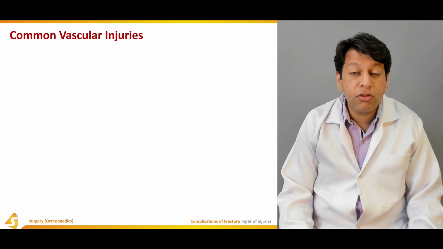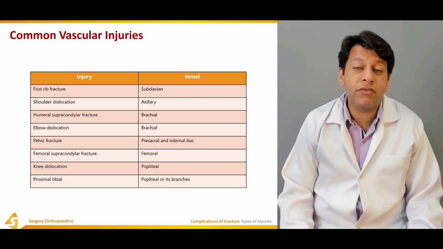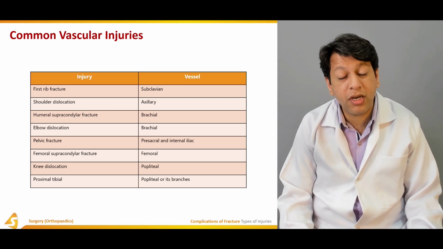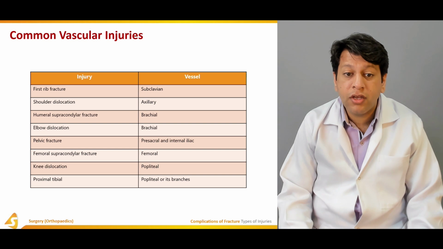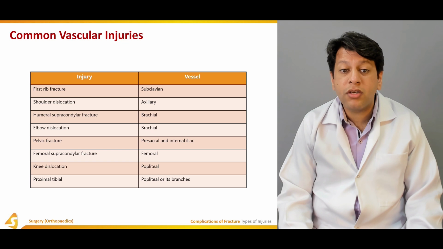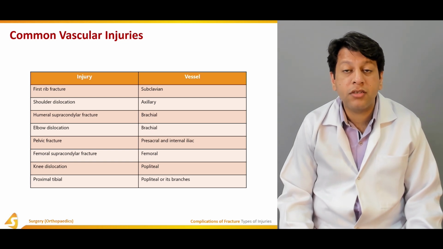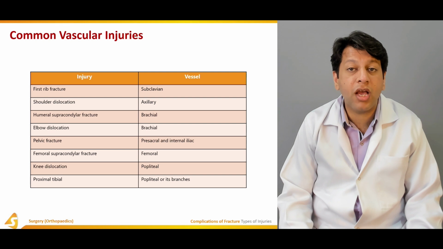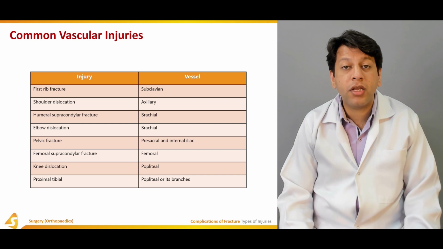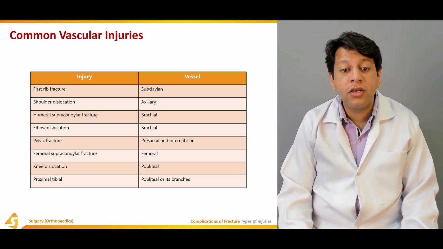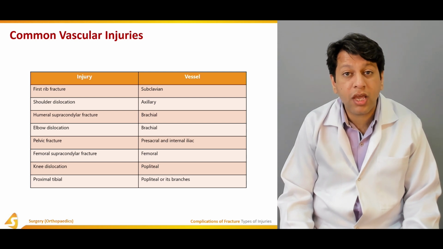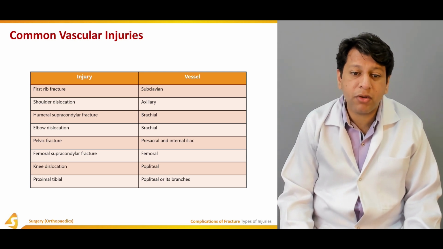Coming to the common vascular injuries, for example, with a first rib fracture, maybe a subclavian artery may be damaged. With a shoulder dislocation, the axillary artery can be damaged. Usually it's anterior, but if it's posterior, then it can damage the axillary artery as well. Coming to the humeral supracondylar fracture, the brachial artery may be damaged. Elbow dislocation may be associated with brachial artery injury. Pelvic fractures may be associated with parasacral or iliac arteries. Femoral supracondylar fractures may be associated with the femoral artery. Knee dislocation can be associated with popliteal or even femoral artery injury as well.